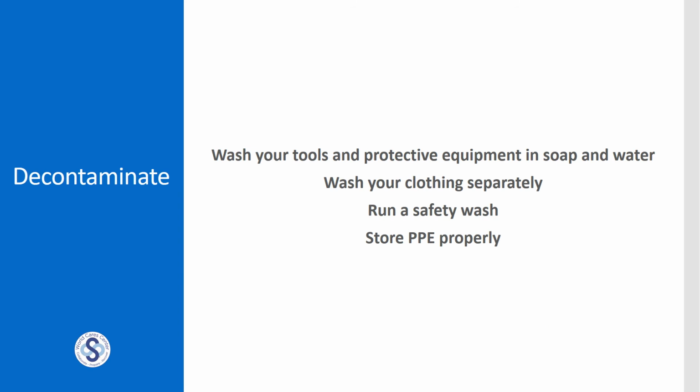The last step will be to decontaminate both you and your tools. Wash your tools and protective equipment in soap and water. Wash your clothing separately from family laundry, and run a safety wash after you run through your work clothing. That would be 1 cup of bleach run through the machine as a normal wash without anything in it.